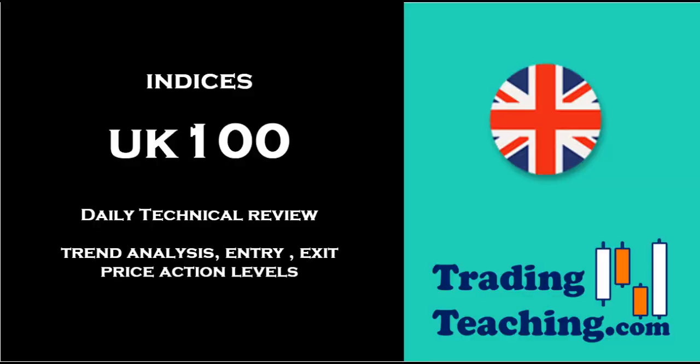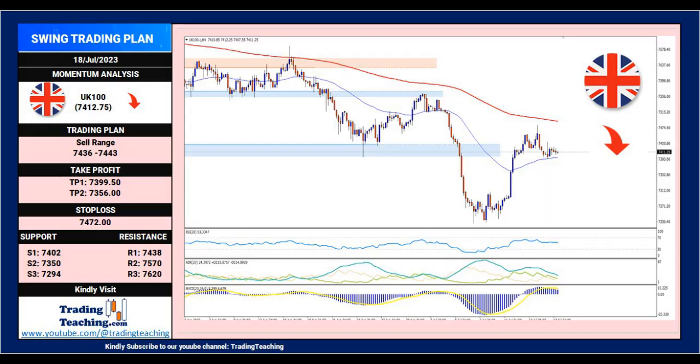UK 100 technical view. The current UK 100 price is 7,412.75. The technical analysis forecast for the next 2 to 3 days suggests a favorable downtrend for UK 100. The 7,436 to 7,443 price zone is a good area to sell short, with an expected downside of 7,399.50 and 7,356.00. If market behavior changes, stops should be placed at 7,472.00 to control the risk.